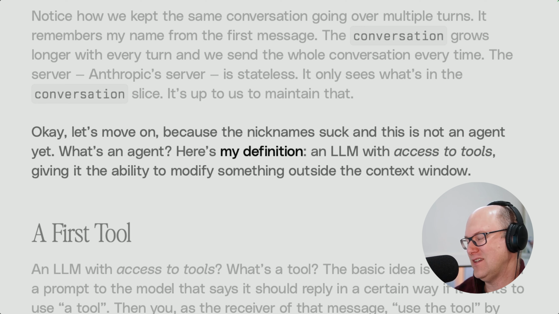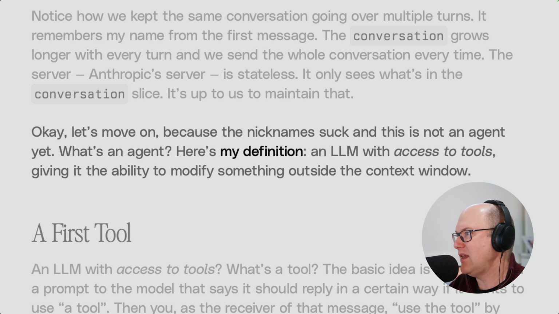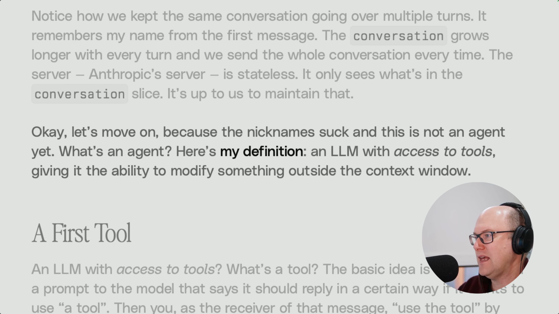What is an agent? Here is Thorsten's definition: an LLM with access to tools, giving it the ability to modify something outside the context window. The context window is the technical name for that conversation list. It is the window of things that we will remind the LLM of every time we send it a request. Right now, all the LLM is empowered to do is to contribute messages to that list. So giving it tools that let it do other things is how we will turn it into an agent.